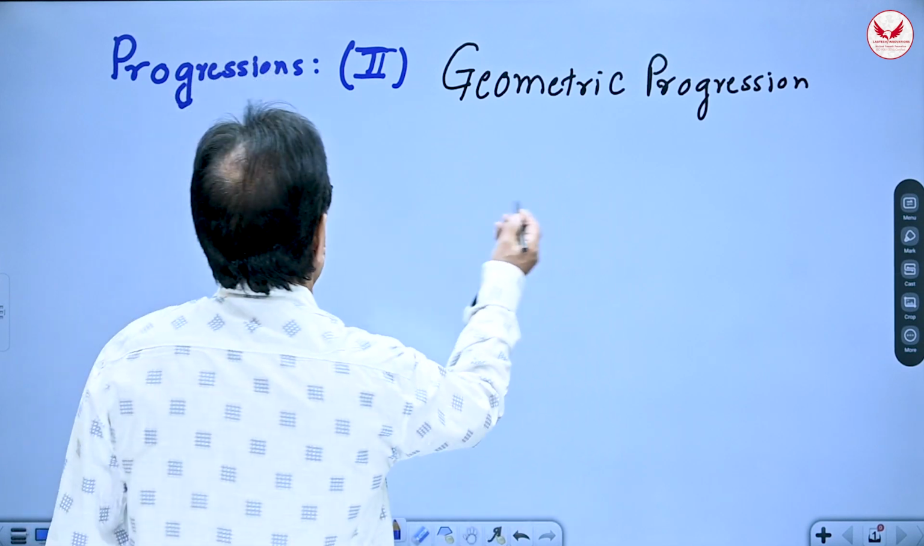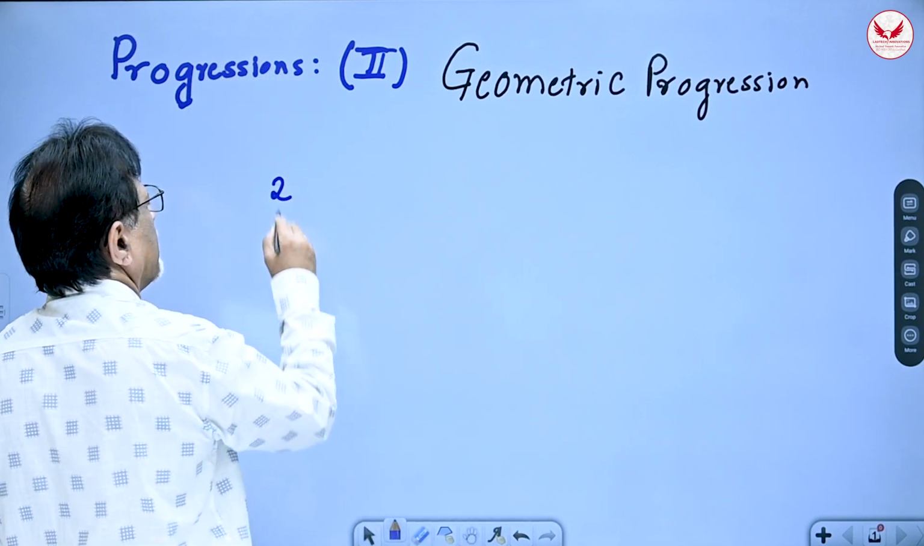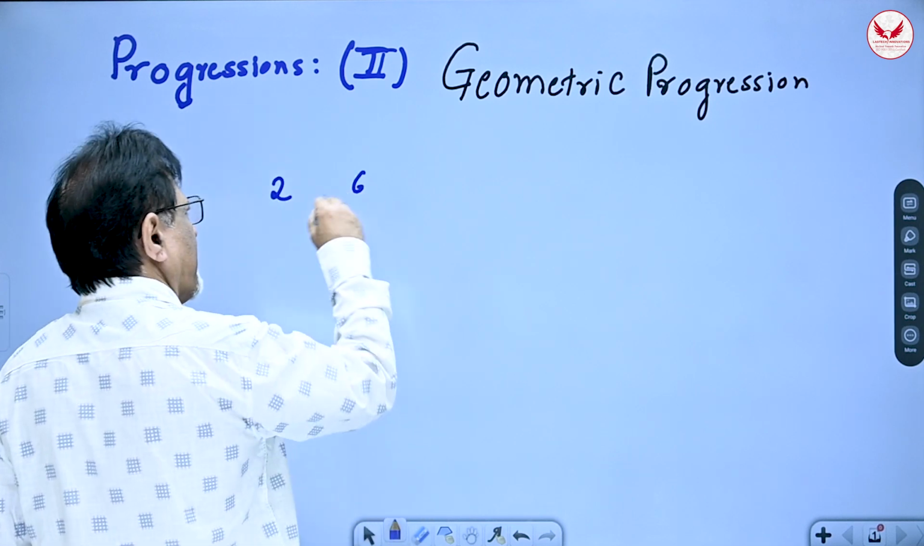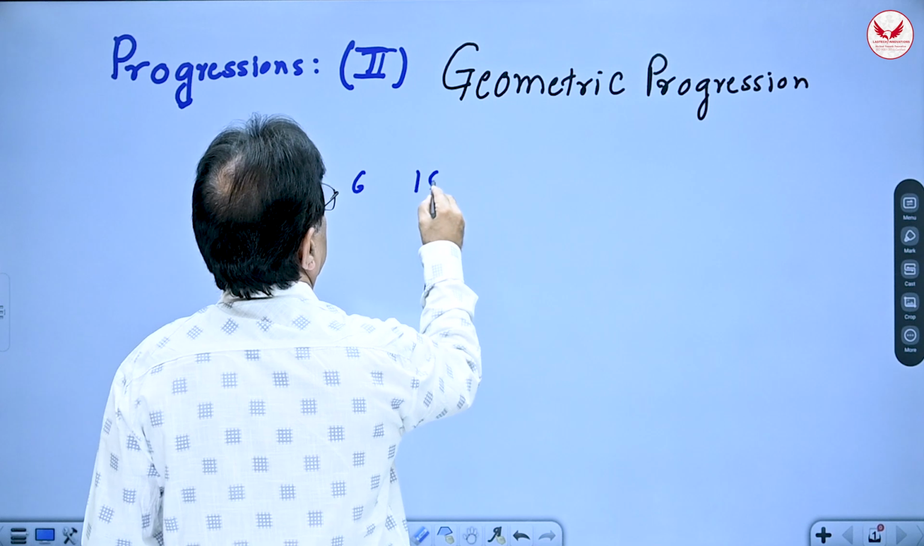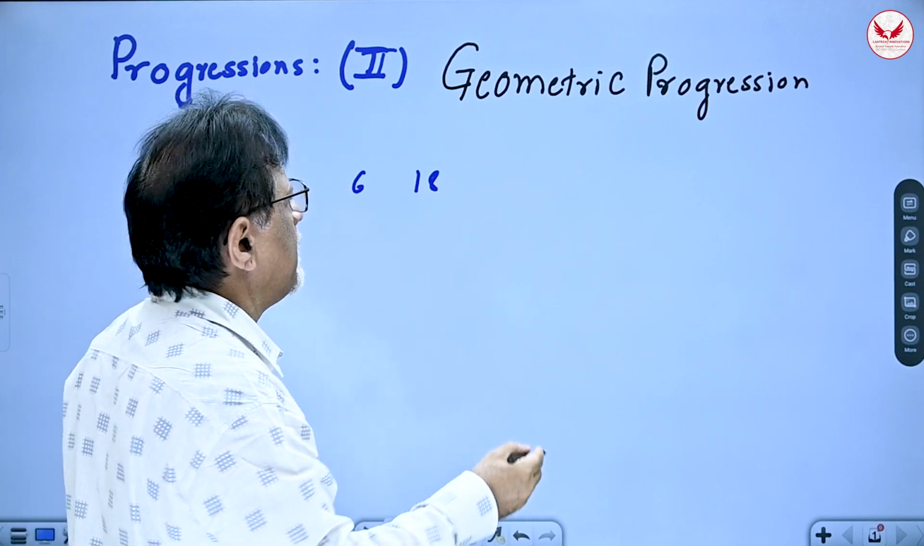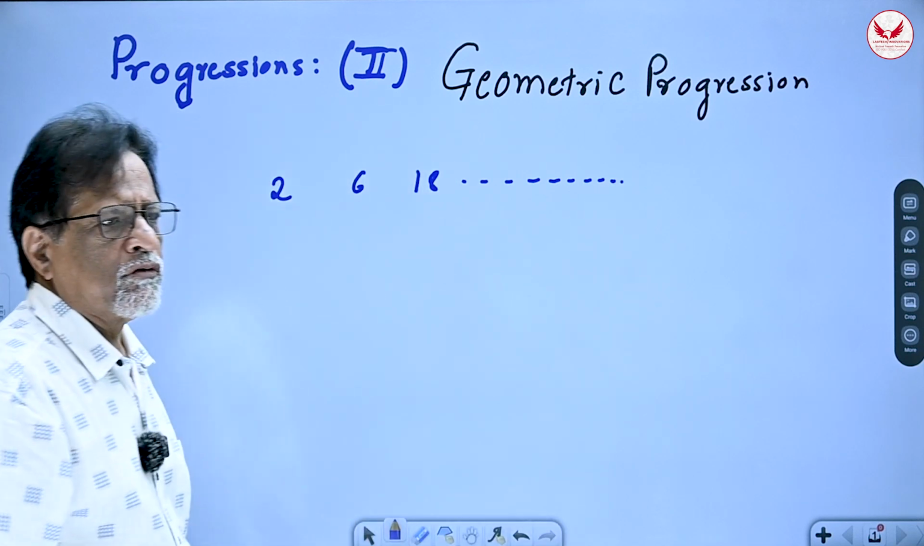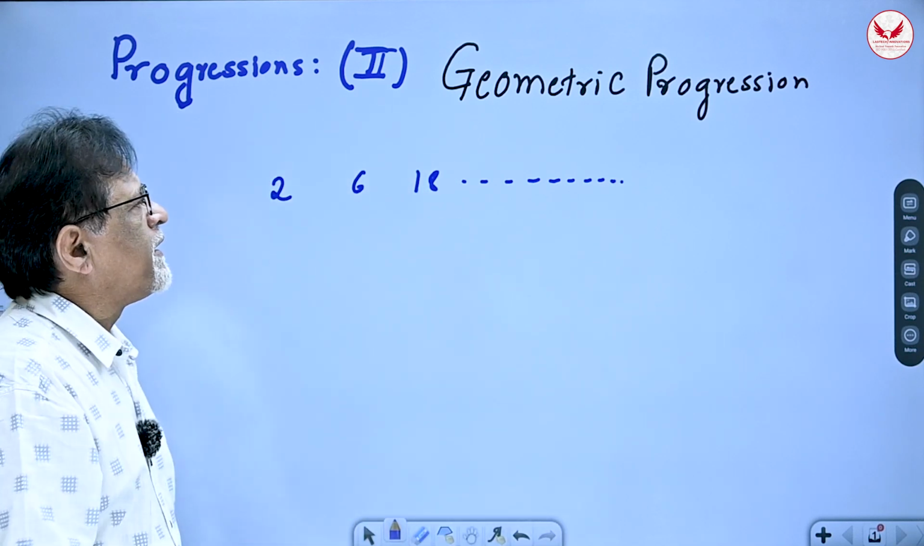Say for example, suppose I start with 2, and I multiply it by 3. So what will I get? 6. I multiply it again by 3. So it will be what? 18. I again multiply by 3 and I just keep on multiplying by 3 and I will get the next term. So this kind of sequence is called geometric progression.